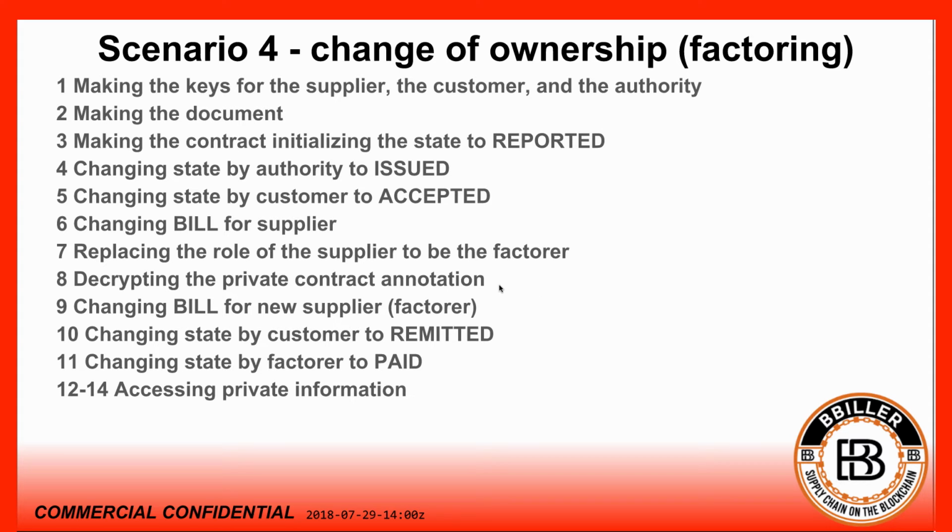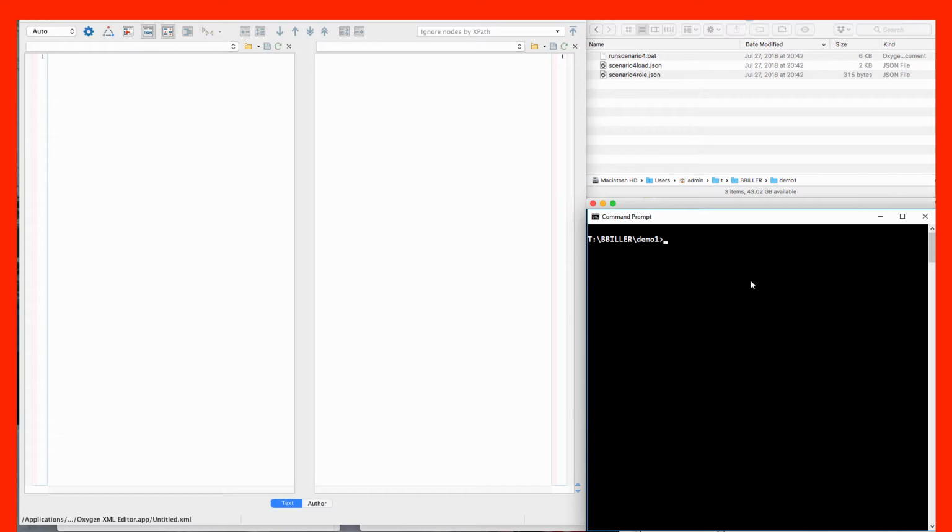We'll then decrypt the private information that the factorer has added to the contract. Perhaps it's his account information. We will add new bill for the factorer, who is the new supplier, because when we replace the role of the supplier with the factorer, all of the supplier's bill gets refunded. The factorer becomes responsible for the costs of running the state machine. The customer will then indicate the payment has been remitted, and now the factorer will change the state to paid. The supplier's credentials won't work at this point, and then we'll show the private information.